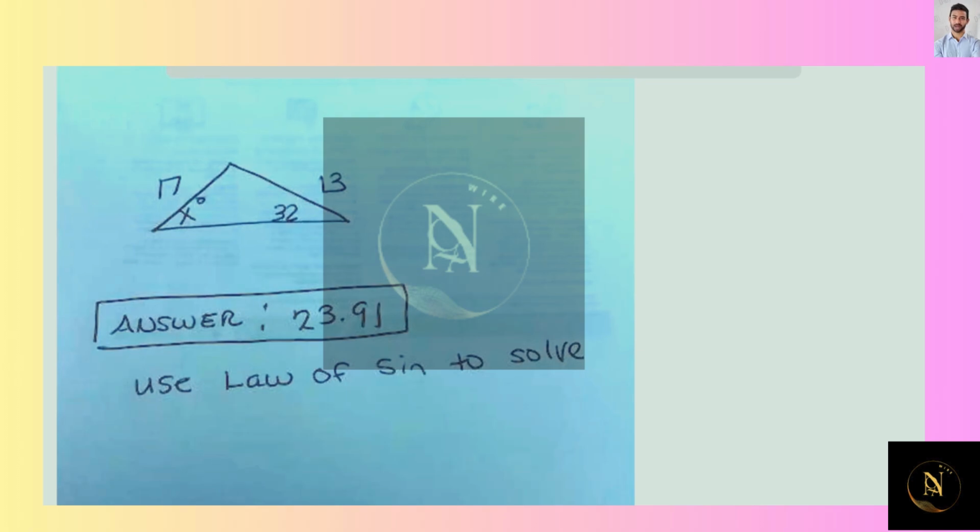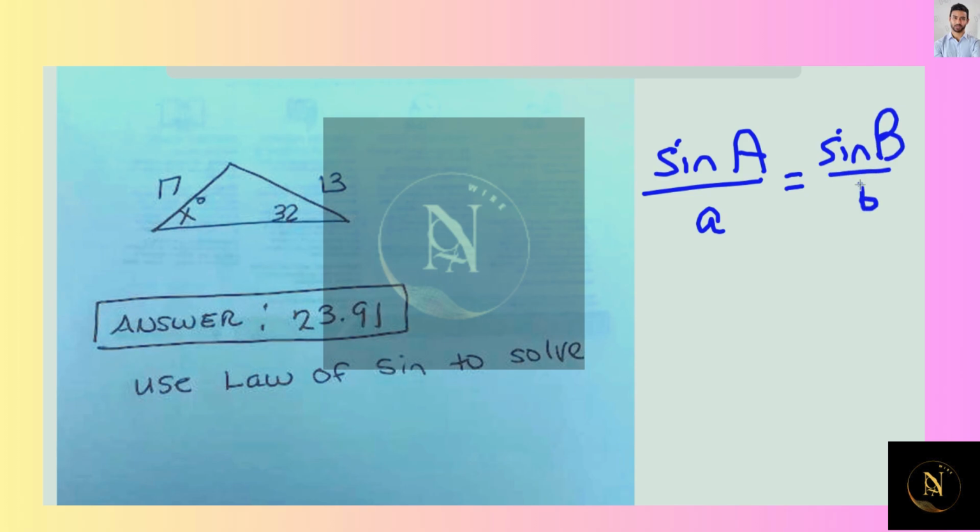If you have access to the answer, which you do, but don't know how, here's how this works. The law of sines says that the sine of any angle, I'm just going to call it A, over its opposite side, which I'm going to use lowercase a, is equal to the sine of some other angle over its opposite side.